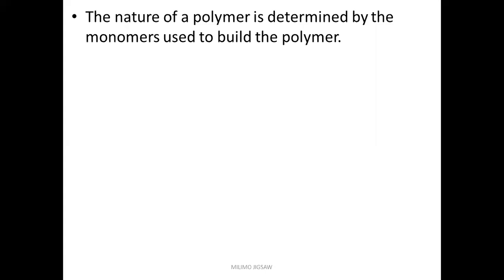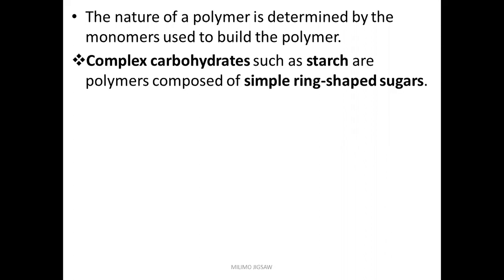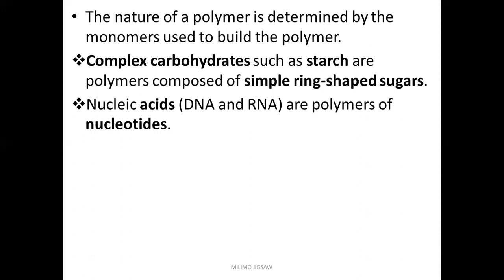So some of the biological molecules that we have are carbohydrates. We have complex carbohydrates, for example, starch and glycogen, which are composed of simple ring-shaped sugars. I find that the nature of a polymer will be determined by the monomers that are used to build that polymer. Then we also have nucleic acids, which we've already looked at.